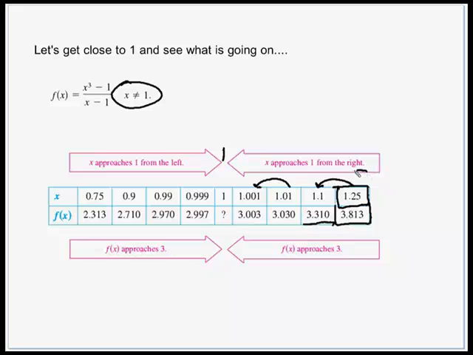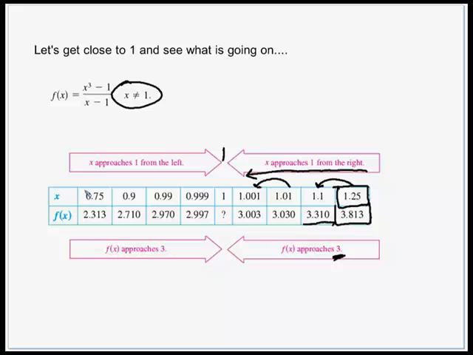So we were approaching our x value from numbers above, or from the right, and it looks like the outputs are approaching 3. 3.8, 3.3, 3.03, 3.003. So it looks like we might be getting close to 3.